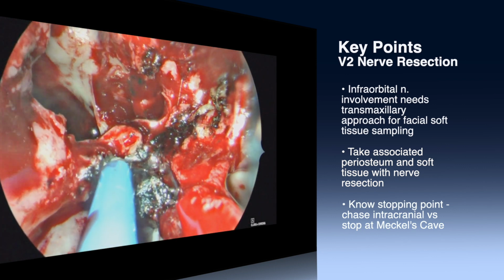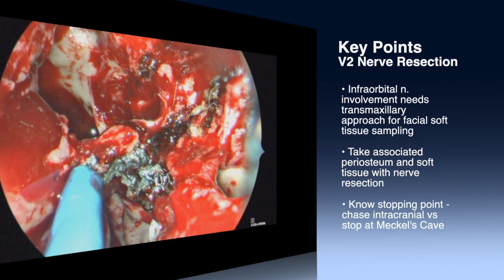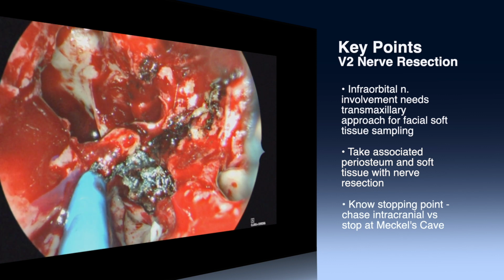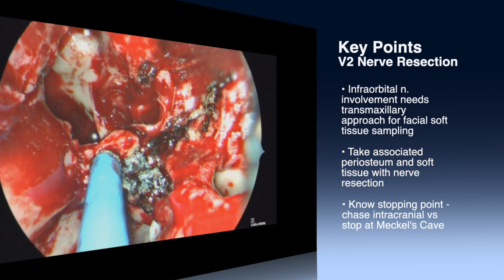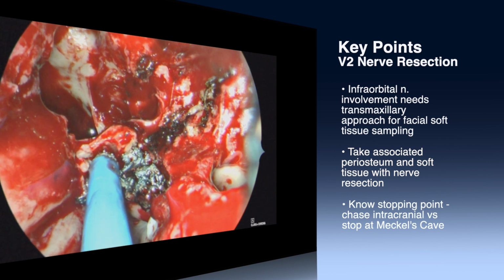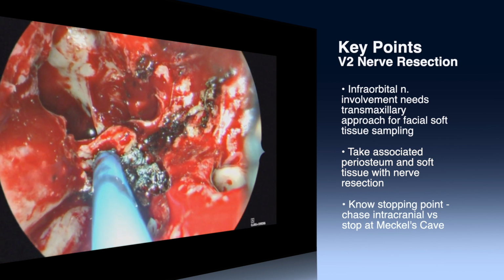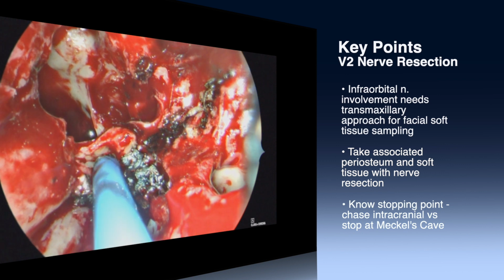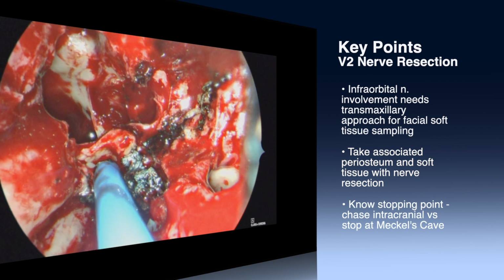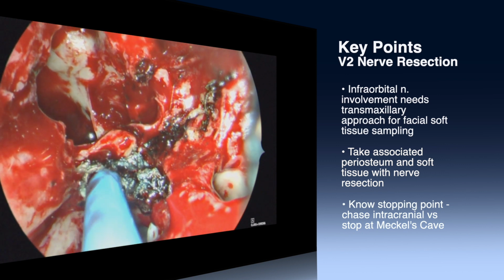And lastly, always know the purpose of your operation. If you're simply doing this to track the nerve for margin status and for radiation therapy, know what your stopping point is. Are you going to stop at the pterygopalatine fossa or track it the whole way back through Meckel's cave? Understanding that ahead of time will be really important for planning your surgery.